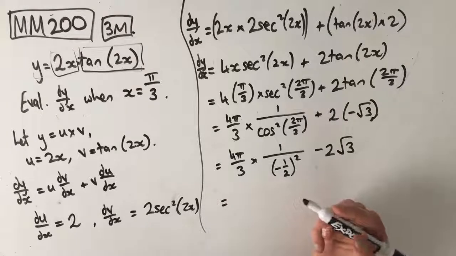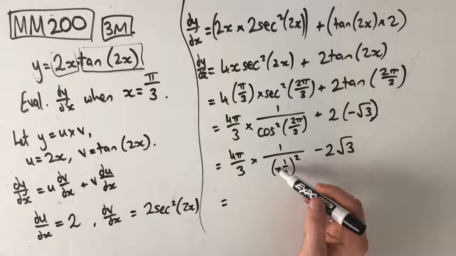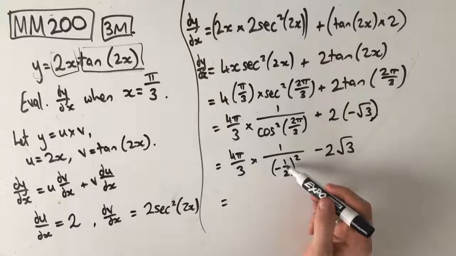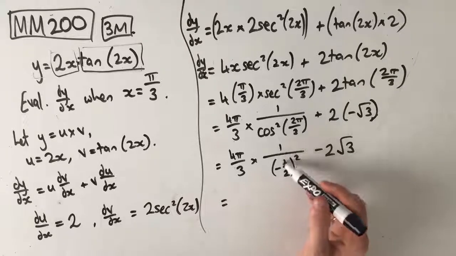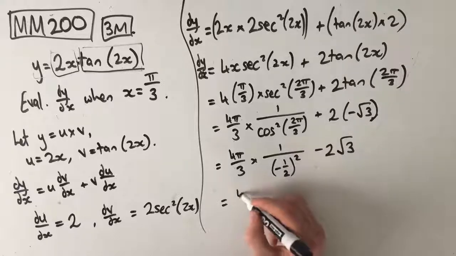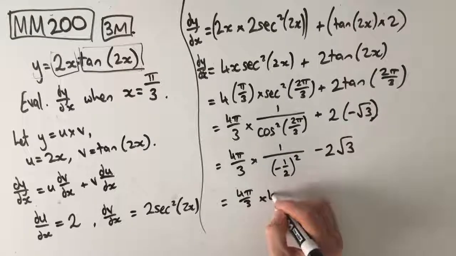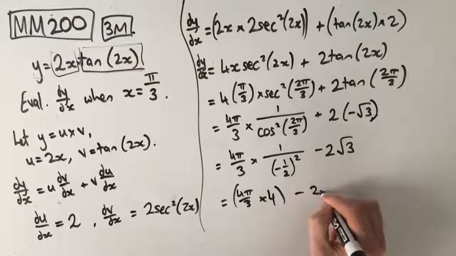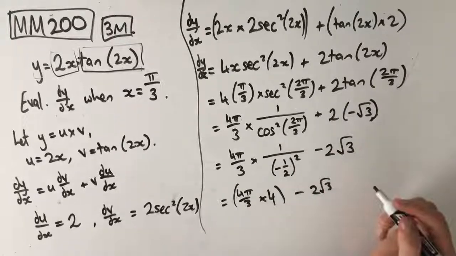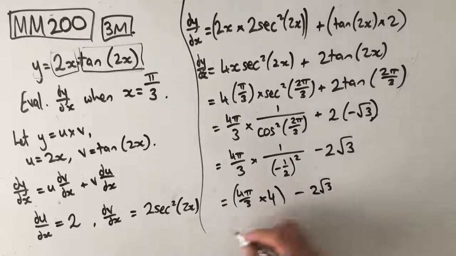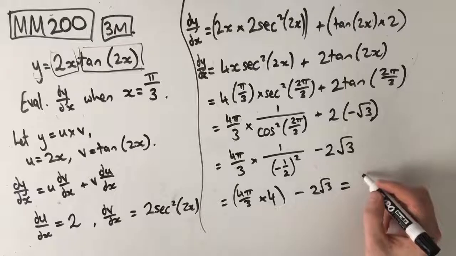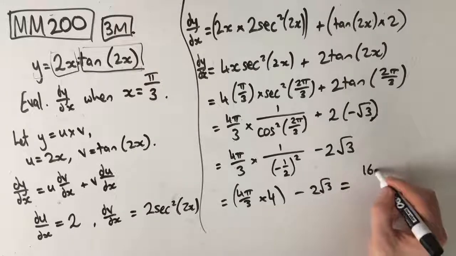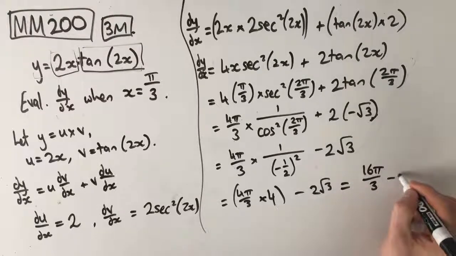So from here, we get negative 1/2 squared is 1/4, so 1 over 4. 1 divided by 1 over 4 is just 4. So we get 4 pi on 3 times 4, take away 2 root 3. And that gives us 16 pi on 3, take away 2 root 3.